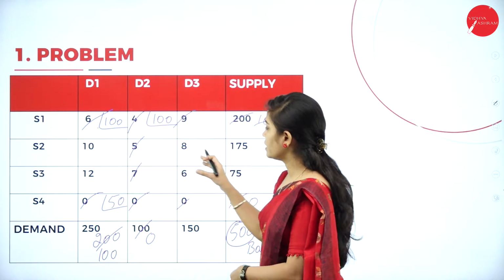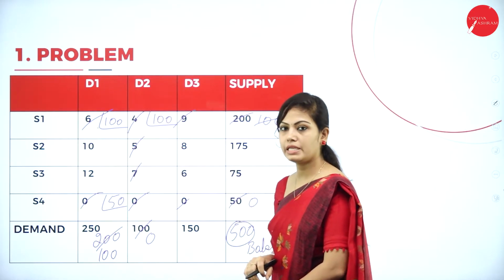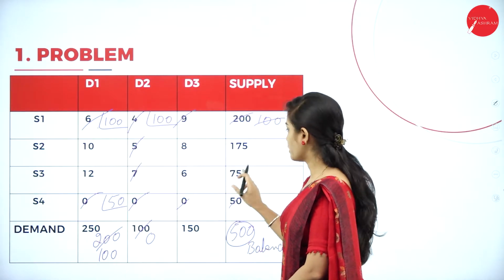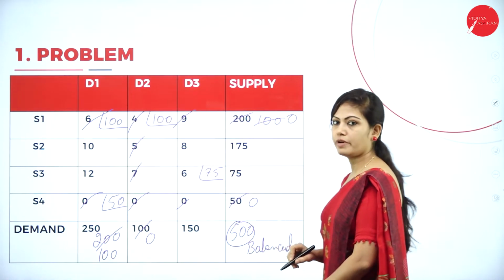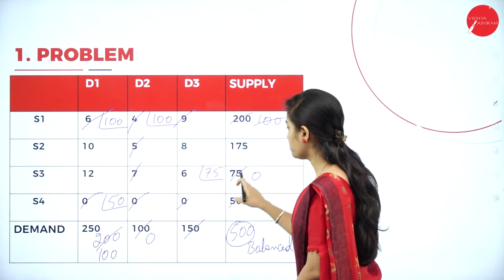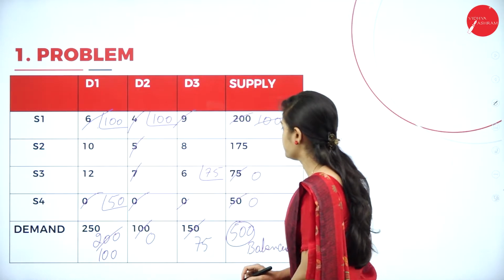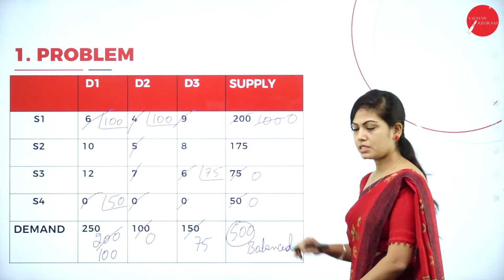And next least value is 6. I will consider 6 as my least value. So 75 and 150 is there. So 75 is my least value. I will allocate 75 to this cell. It will become 0. So 150 minus 75 is 75. So I will cancel this 6 because it is 0.